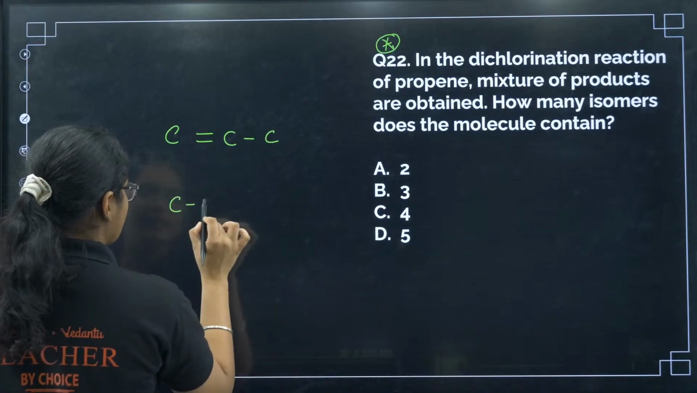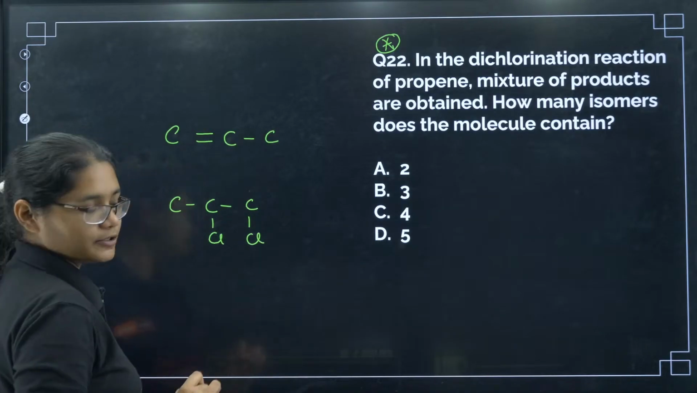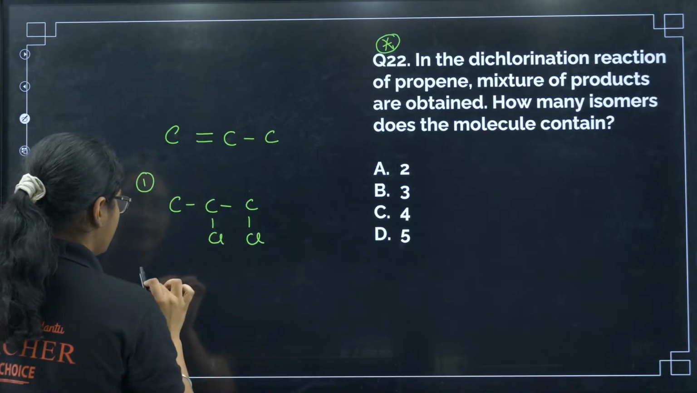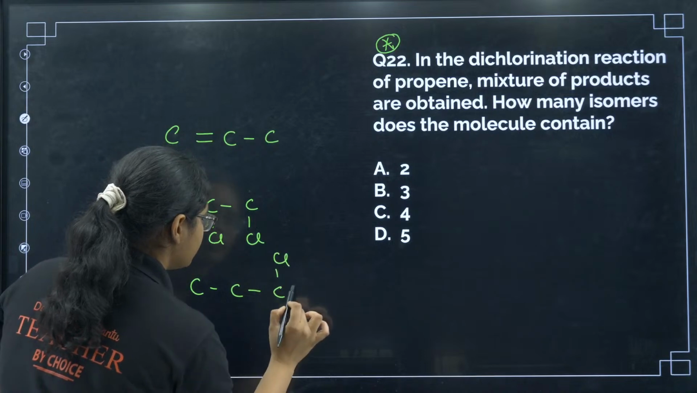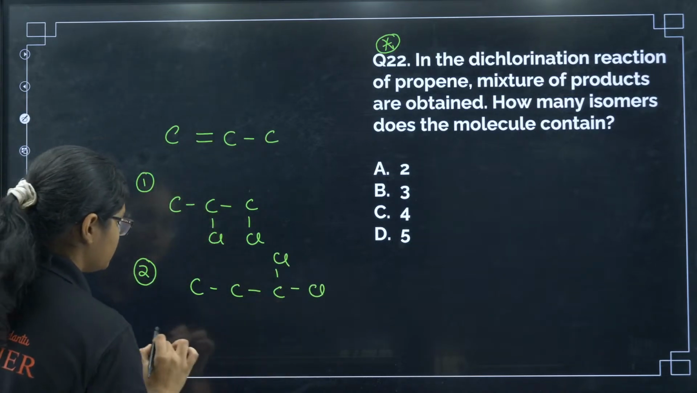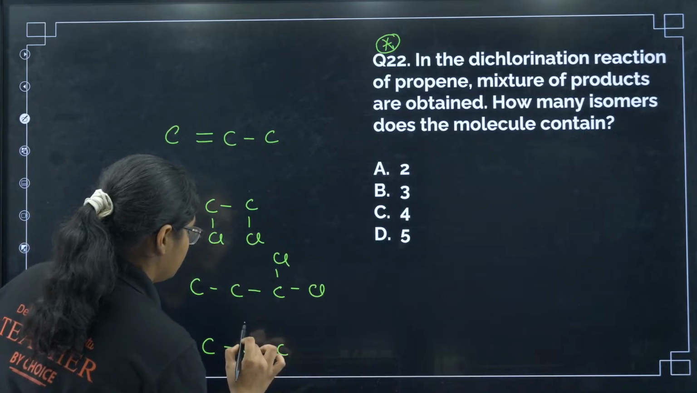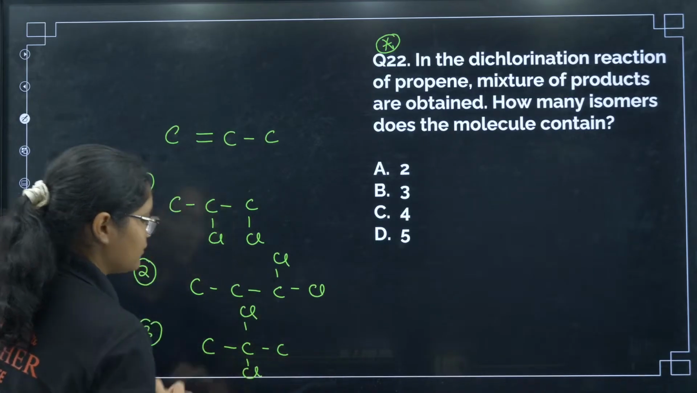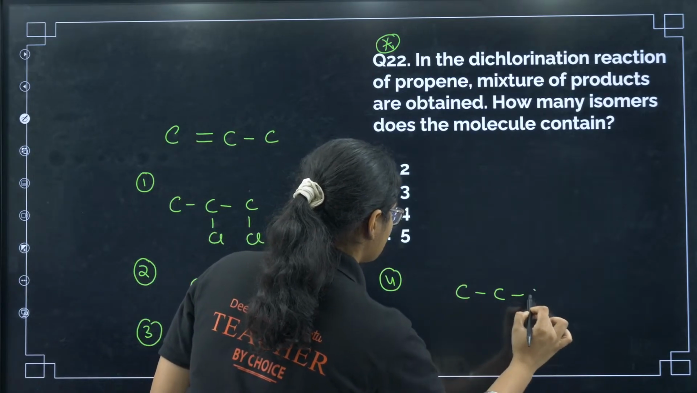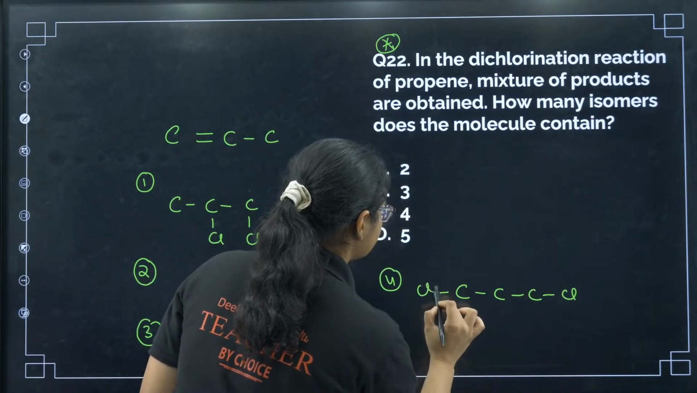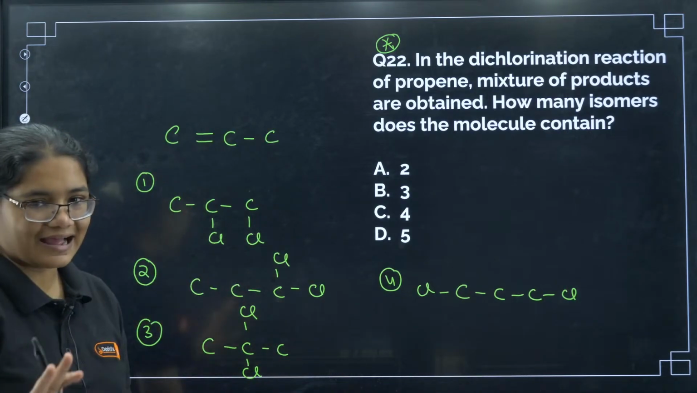So first of all, I can have one chlorine attached here, one chlorine attached here. This is number 1. Next, I can have 2 chlorines attached here, right? This is also possible. Next, I can have 2 chlorines attached on the central carbon. This is also possible. Fourth one, I can have 2 chlorines attached on the first and third carbon. This is also possible. So I am getting 4 as of now.